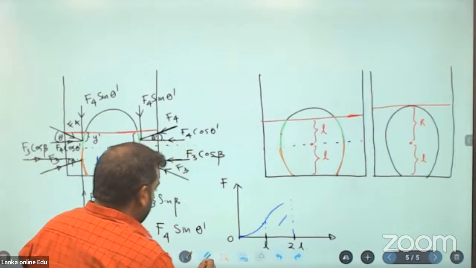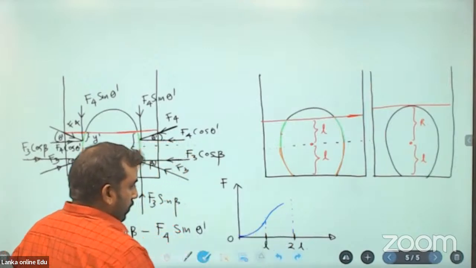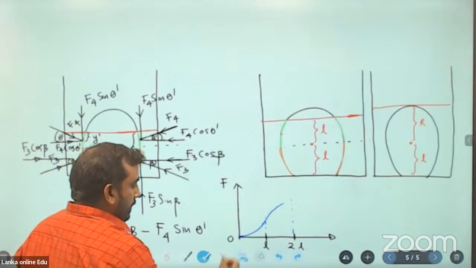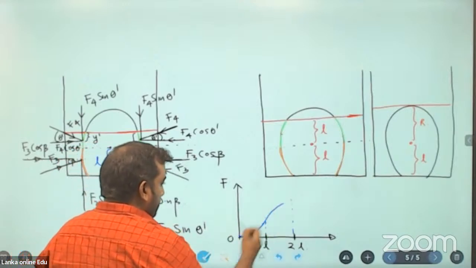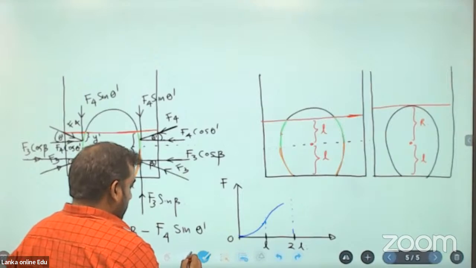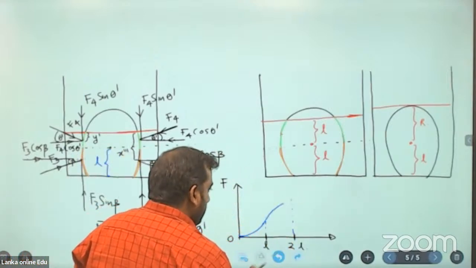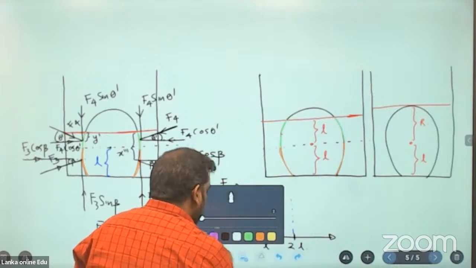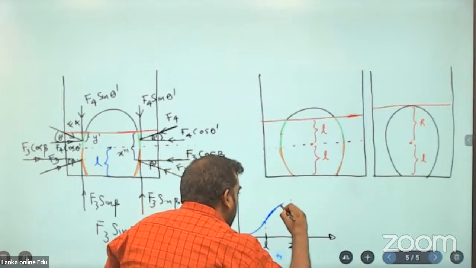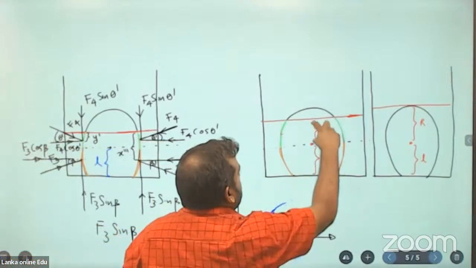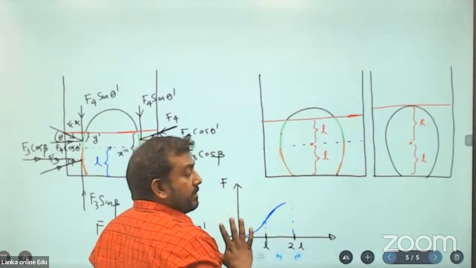Going in that direction. L to 2L. Slightly increasing, slightly reducing. Like that. Slightly reducing. Once it's equal like this, then what?